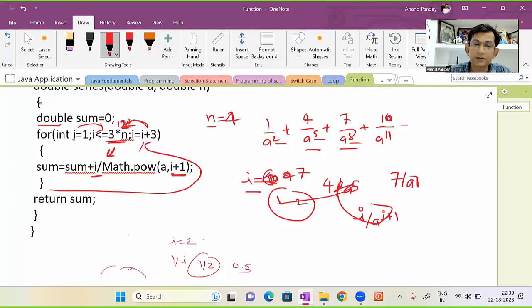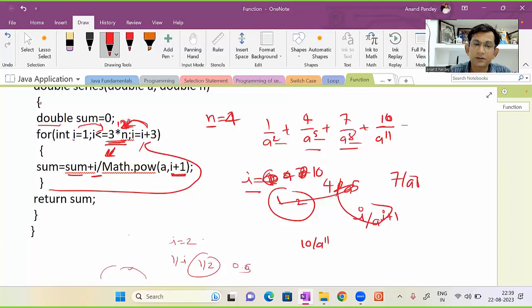So I equal to I plus 3. Now I will be what? 10. The value of I will be 10 since there is an increment of 3. And here the condition is true, so control will go inside the loop. I upon A to the power... I is 10, so 10 upon A to the power 11 will be added into sum.